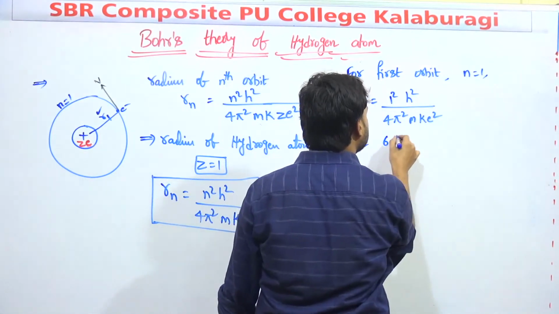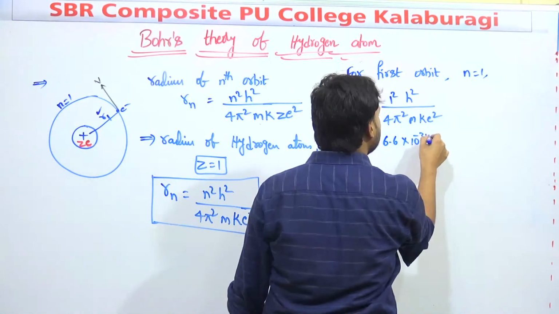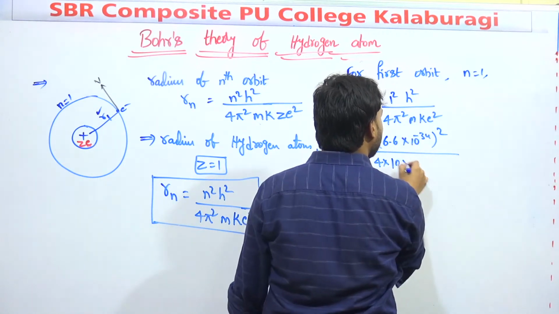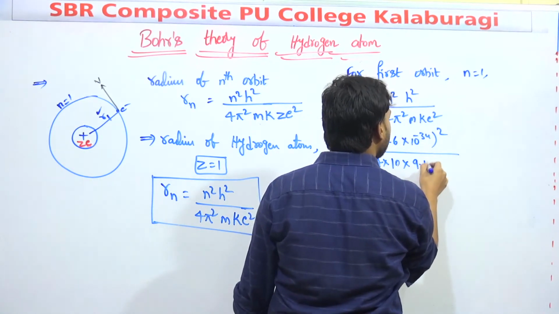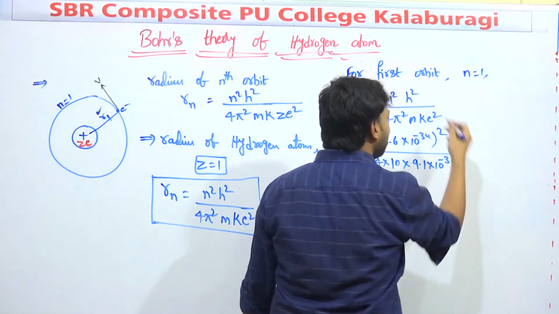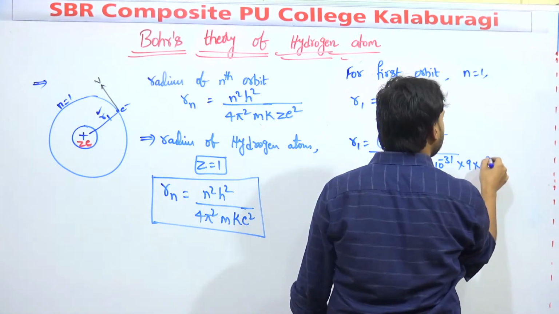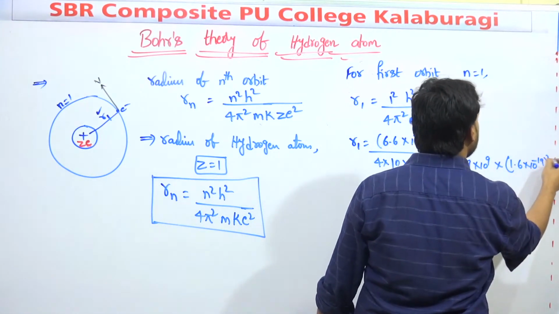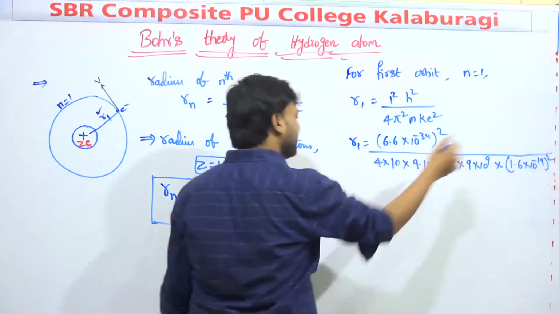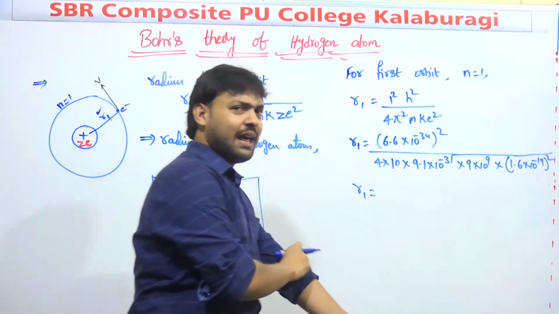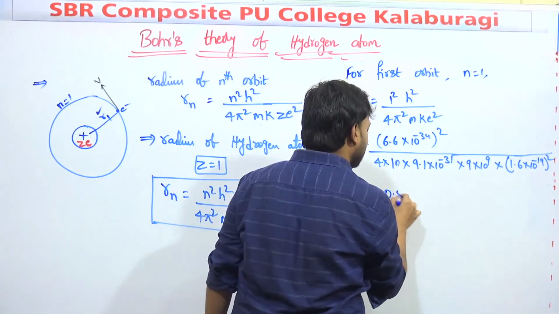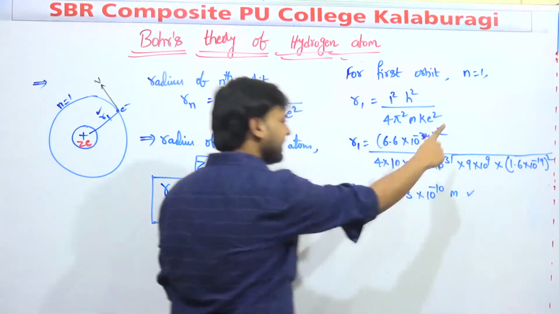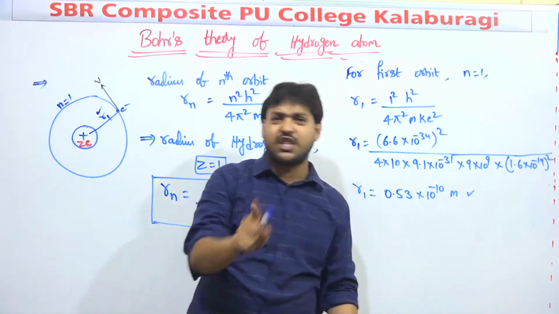1 square is 1, so it is 6.6 into 10 to the power minus 34, whole square, divided by 4 into pi square, into 9.1 into 10 to the power minus 31, and the k value is 9 into 10 to the power 9, and into 1.6 into 10 to the power minus 19, whole square. So calculate all these things, and we will get approximately 0.53 into 10 to the power minus 10 in meters. So calculate everything. You will get the radius of the first orbit.